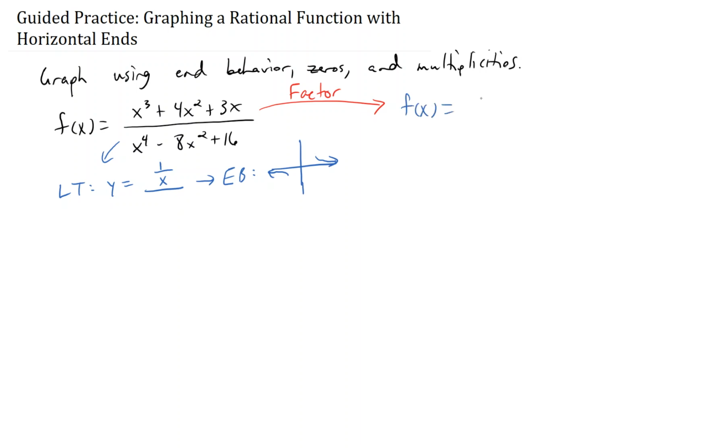So pause the video and go factor the top all the way, factor the bottom all the way, and then come back to see if you factored correctly. Okay, when you factor the top, you should get x times x plus 1 times x plus 3. When you factor the bottom, you should get x plus 2 squared times x minus 2 squared. Okay, so if you had any trouble factoring, go back and see if you can figure out how to get those answers.